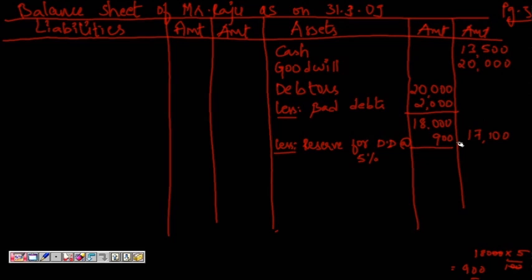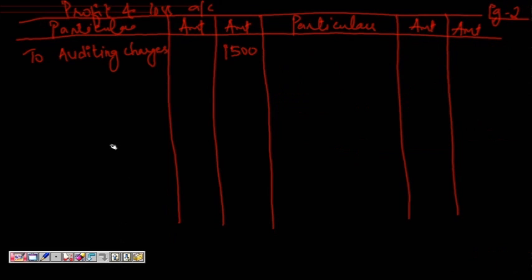And in these adjustments, we have two adjustments. One is bad debts and the other is reserve for doubtful debts at the rate of 5%. So bad debts as well as reserve for doubtful debts, since these two are losses, post in P&L account, debit side. Right here, to bad debts, the value of bad debts is 2000 and the value of reserve for doubtful debts is 900. Reserve for doubtful debts, that is 900.